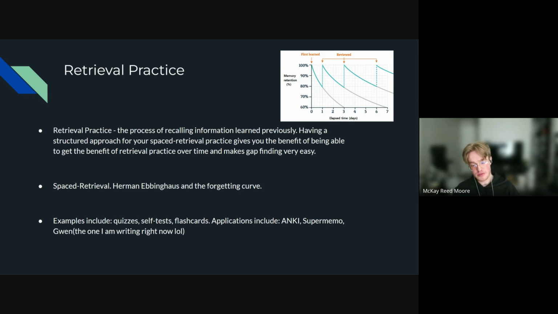But Gwen sort of addresses some of the shortcomings with Anki, as well as mostly provides additional functionality that helps with structuring your learning as a self-led learner. So retrieval practice is a really important thing.